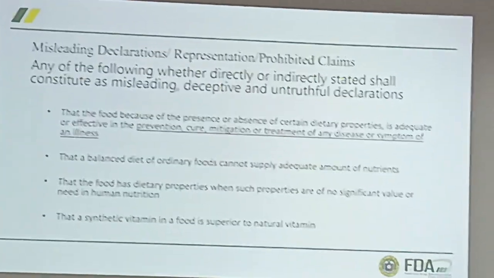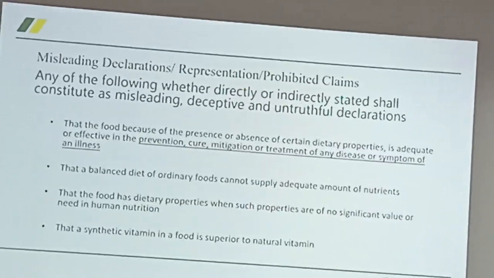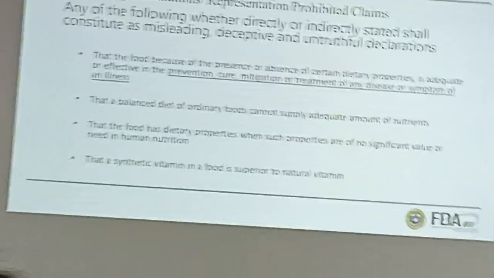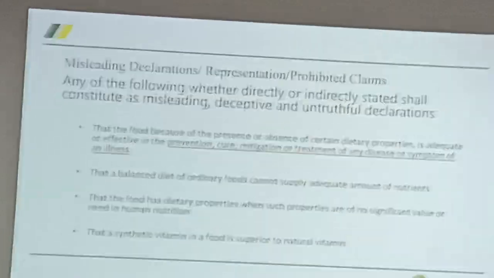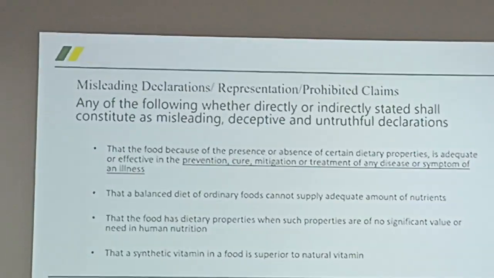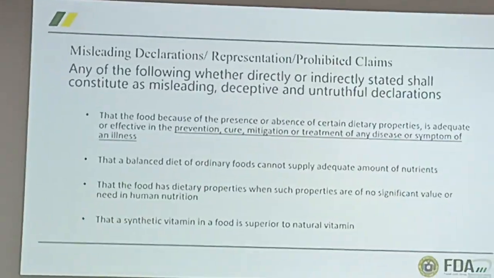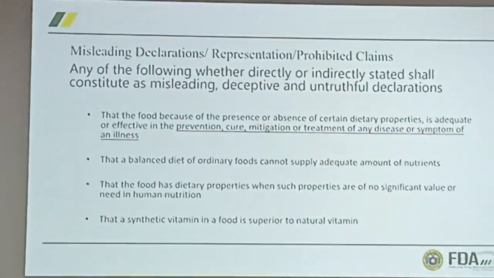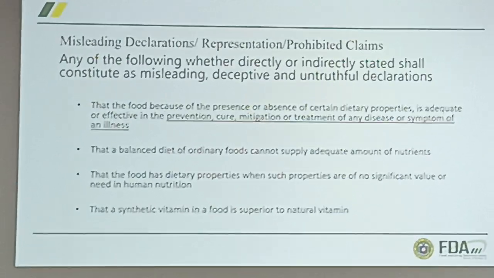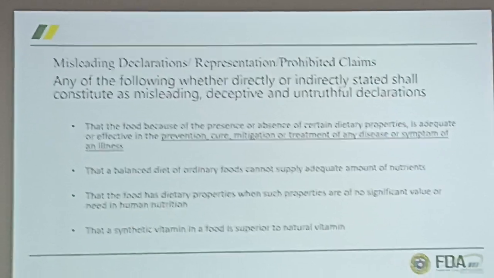But later on, when you market it sa product, also, that the food, because of the presence or absence of dietary is adequate or effective in the prevention cure, that's already wrong. If your food labels claim na it will prevent, it will cure, it will mitigate, it will treat X. Also, that synthetic vitamin in the food is superior to natural vitamins. So, also yung mga pinag-claim na it has 1,000 times more potent vitamin C than any other product. For marketing purposes. But unless you have proven it otherwise, then well, so be it.